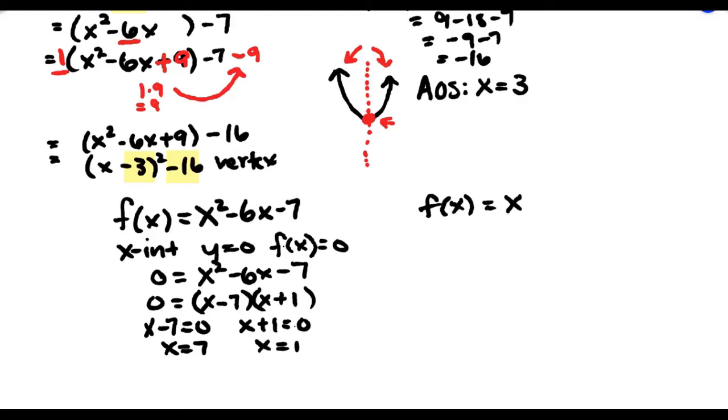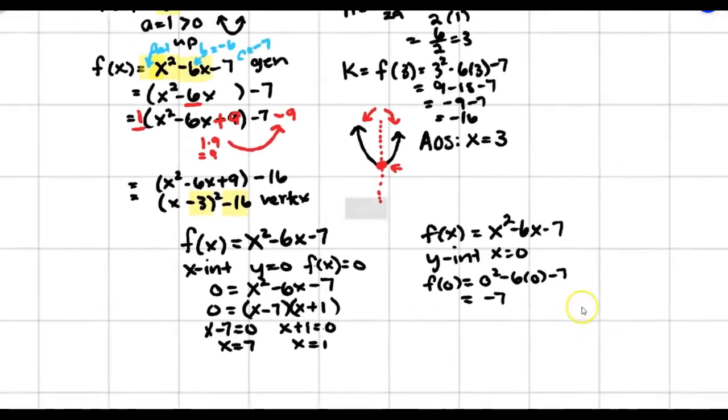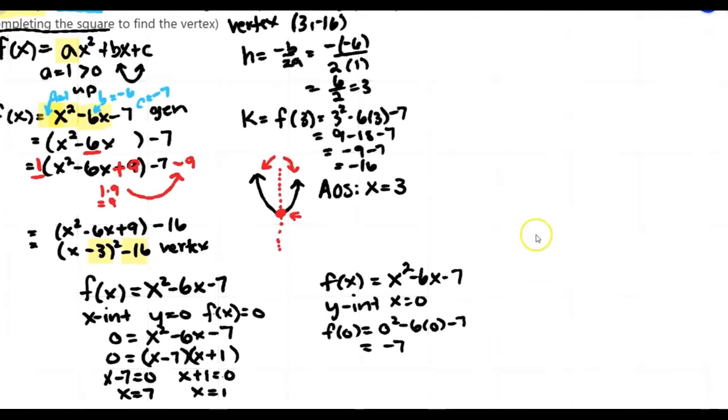And then we want to find a y-intercept. So we start with our function f of x equals x squared minus 6x minus 7. To find a y-intercept, we'll let x equal 0. So I'm substituting a 0 into the function, which gives 0 squared minus 6 times 0 minus 7, and that is negative 7. So we have our y-intercept at negative 7. So I think we're ready to graph this function and find the domain and range.